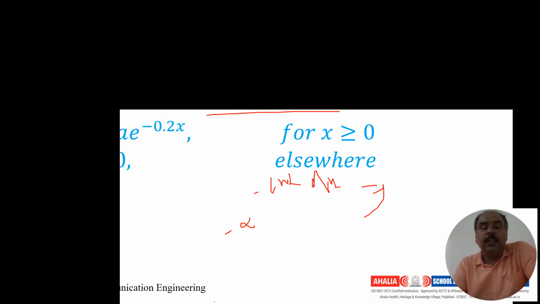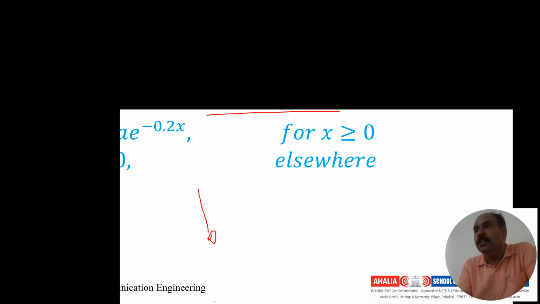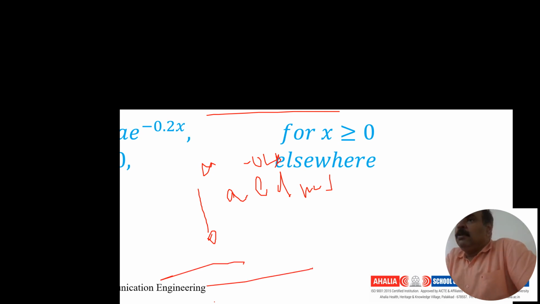Now what we can do for this? So what it will be? Integral 0, because less than 0 everywhere it is 0. 0 to infinity a e raised to minus 0.2x dx will be equal to 1. Am I right? Yes or no? So can you solve this out?